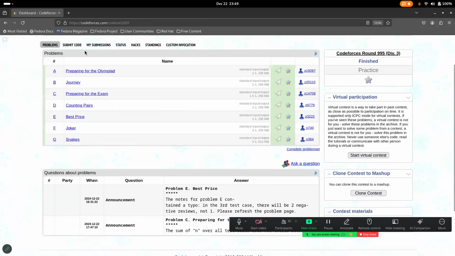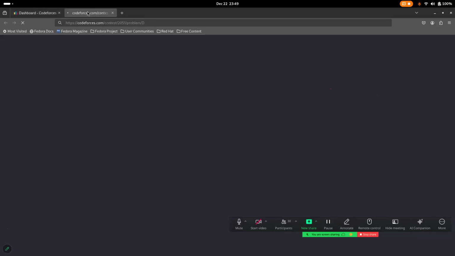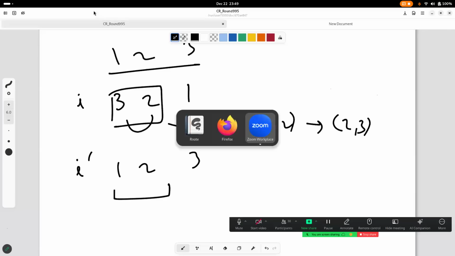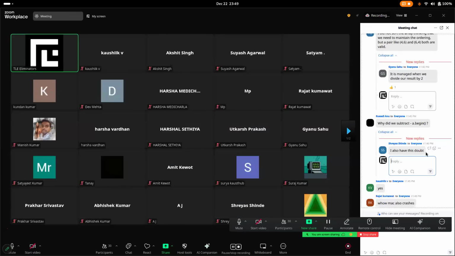And that was problem D. If you have any doubts, put them in the chat. Any doubts? Is there any approach other than binary search?